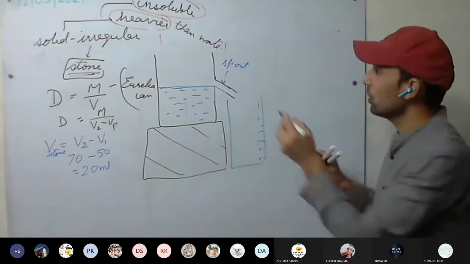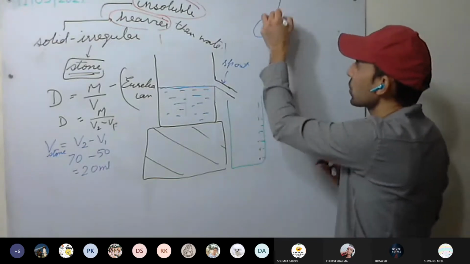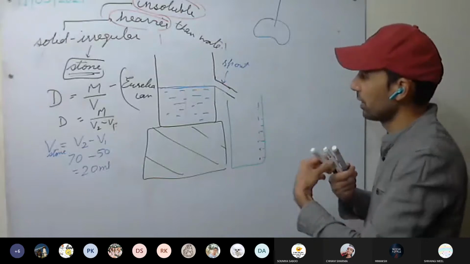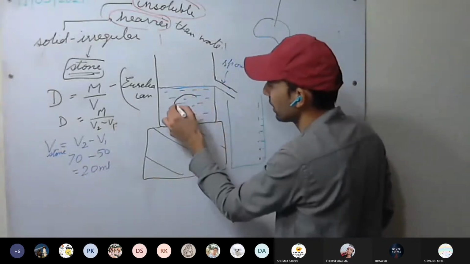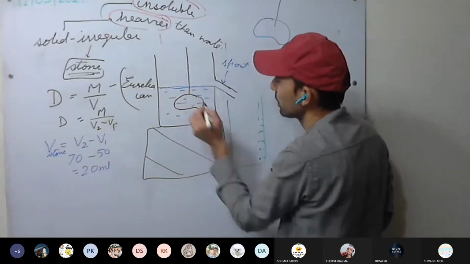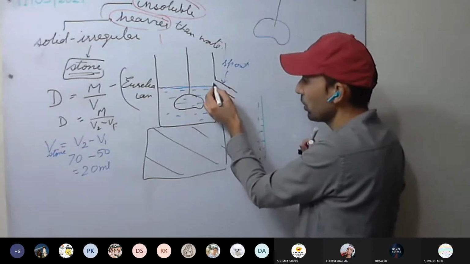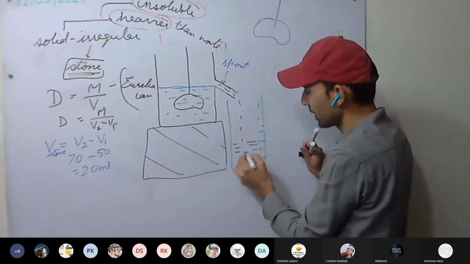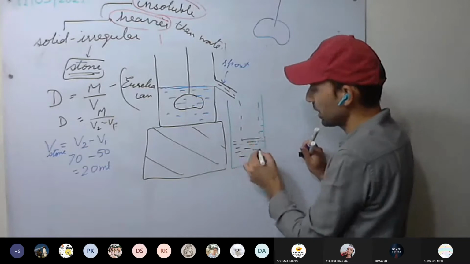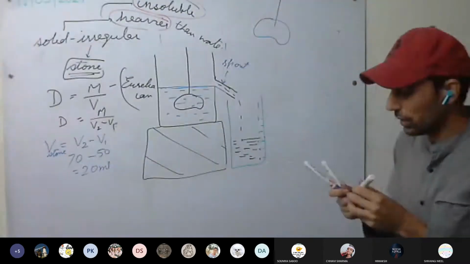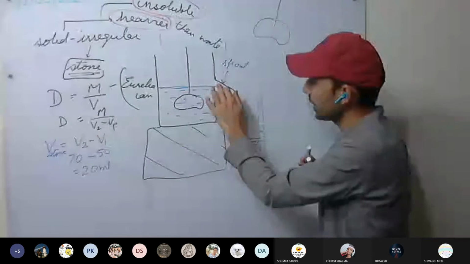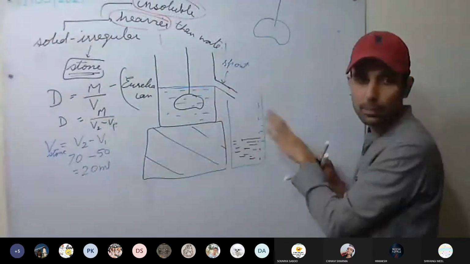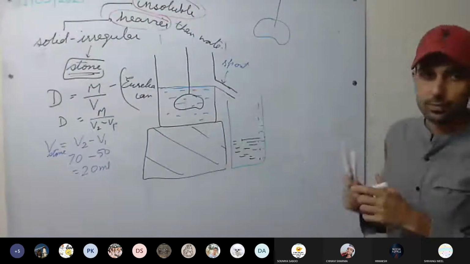This is empty. Now, again, we are going to tie the stone with a thread and immerse it inside the liquid. As it is immersed, what is going to happen? The water will overflow through the spout and be collected in the measuring cylinder. Understood this one? After some time, you will see no more water dripping, and the level has become steady.